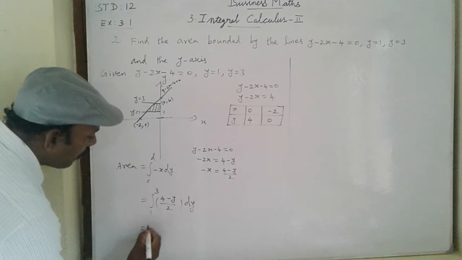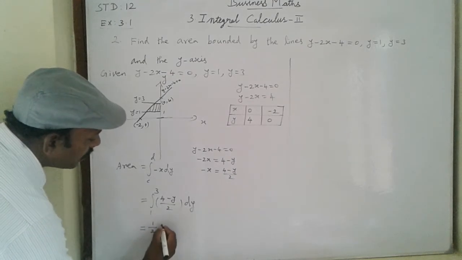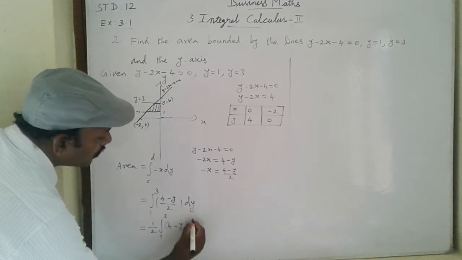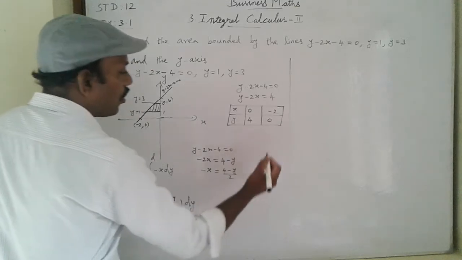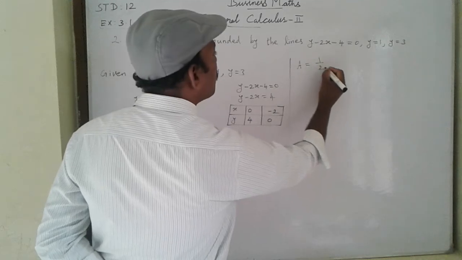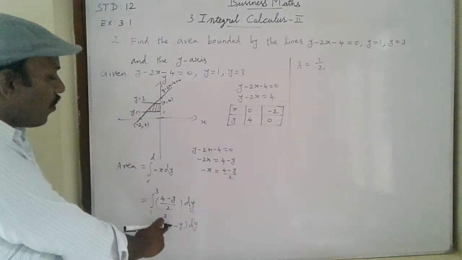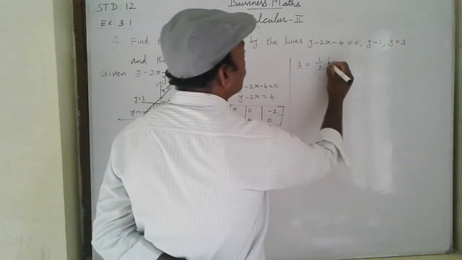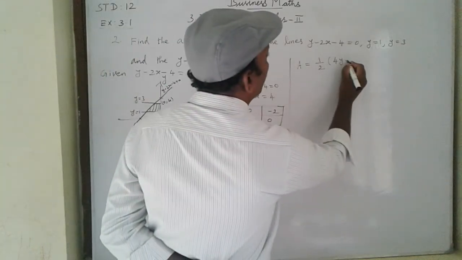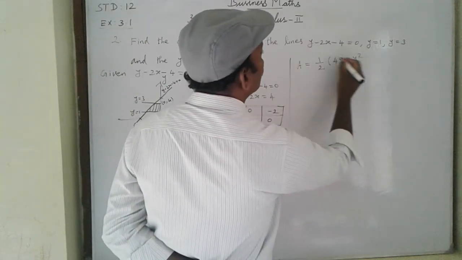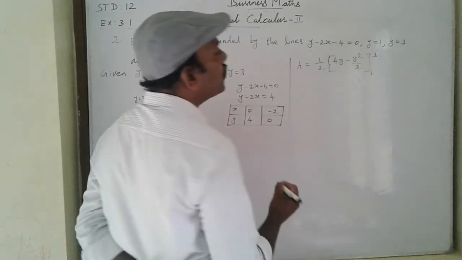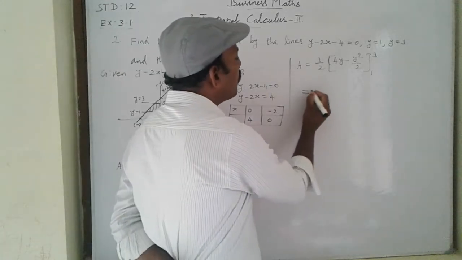First, 1 by 2 is a constant, take it out. 1 by 2 integral 1 to 3 of 4 minus y into dy. Now integrate. Area A equal to 1 by 2, integrate 4, we get 4y, and integrate y, we get y square divided by 2, with a minus sign. The limit is 1 to 3.